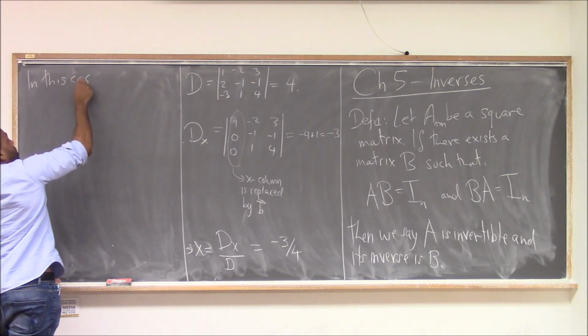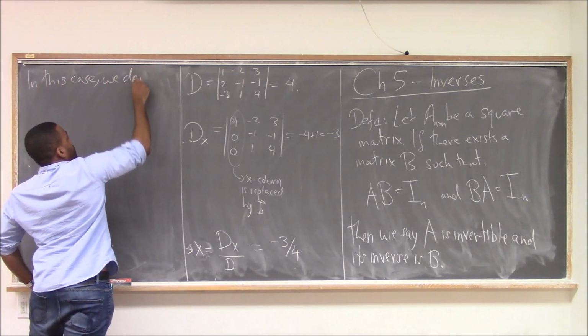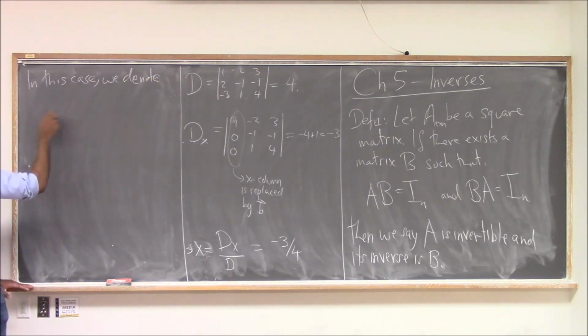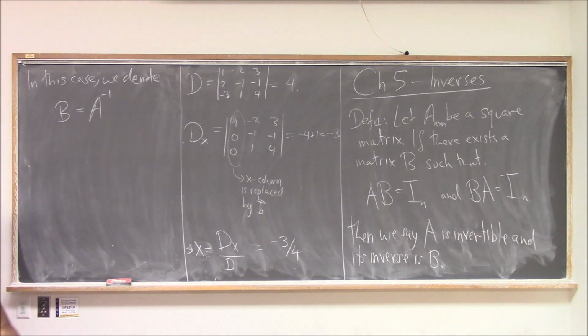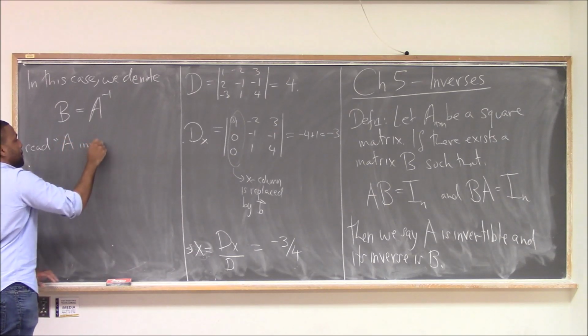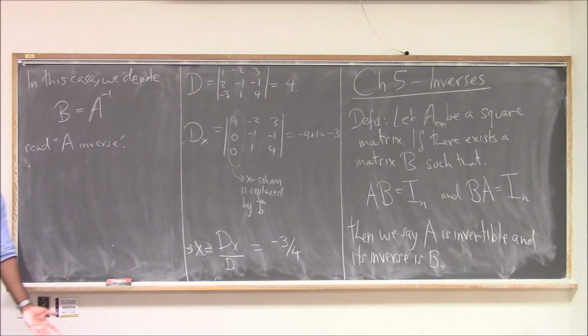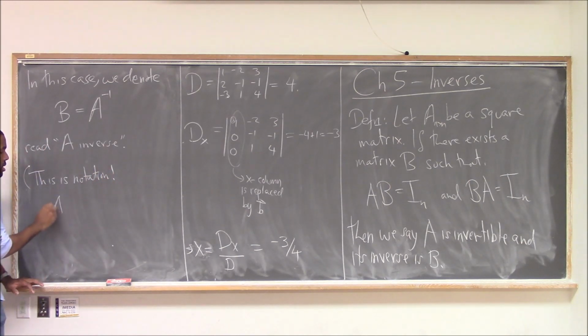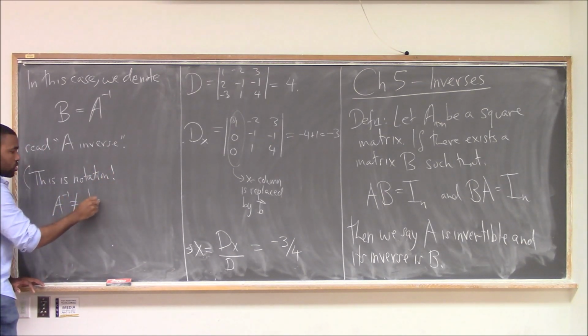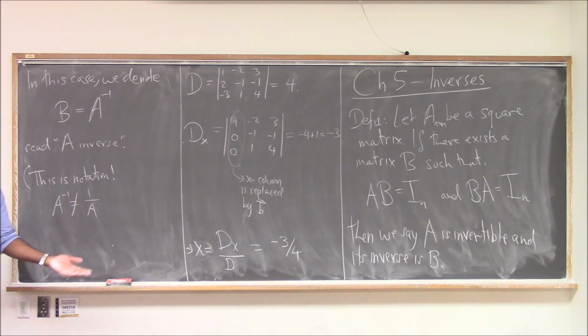In this case, we denote B equals A inverse. This is A inverse, and it's notation, right? If I say A to the minus 1, it does not mean 1 over A. It's kind of like sine inverse, how sine inverse doesn't mean 1 over sine. Because, in fact, in the land of matrices, remember, there is no such thing as division.